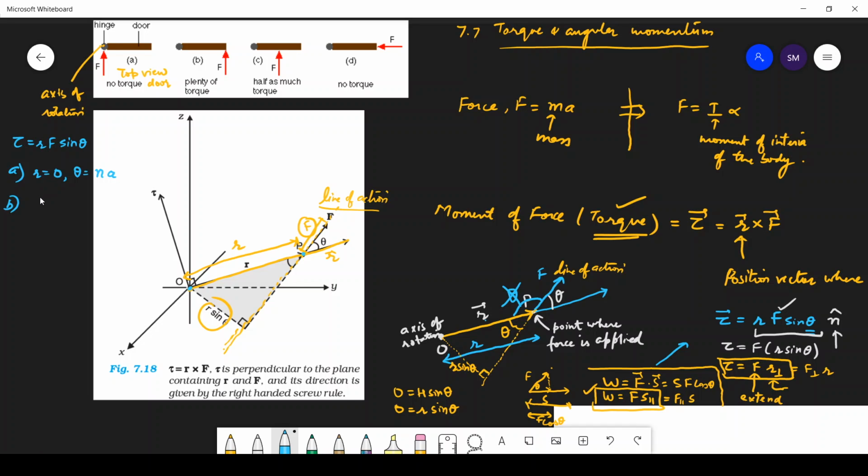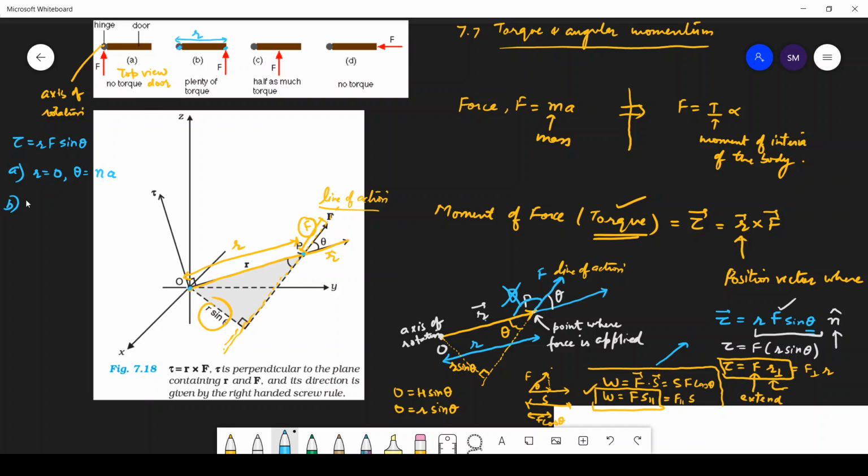Second, now look at this figure. Here I am applying the force at this point. So what is R here? This is your axis of rotation. This is the point where you are applying the force. This distance is R. Any problems?